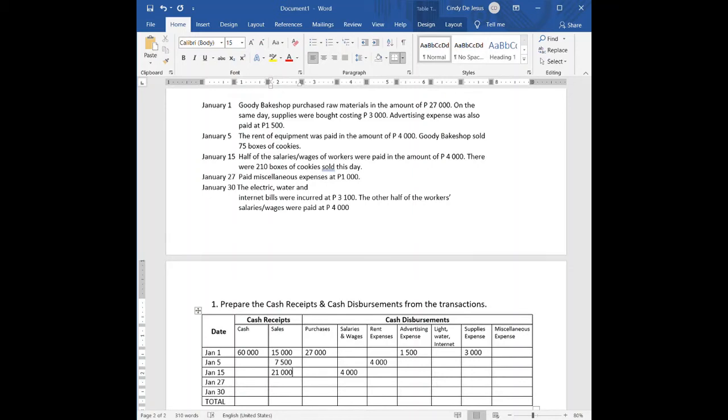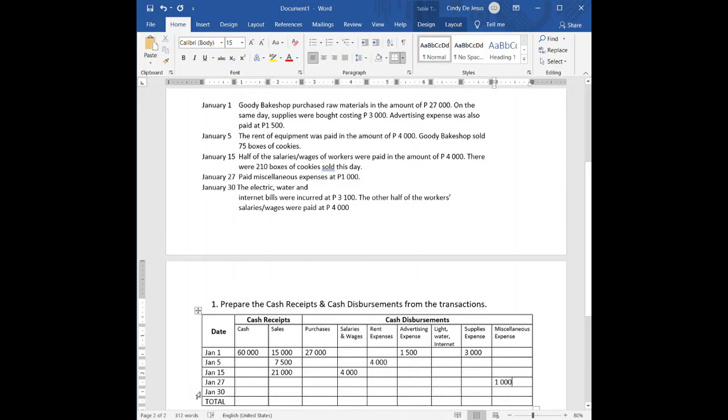There. And on the 27th of the month, he again spent on miscellaneous worth 1,000. So, this is the 27th. Look for this. Miscellaneous. So, how much again? 1,000.